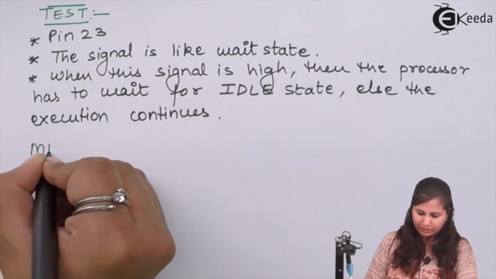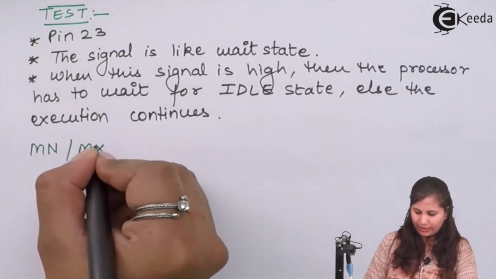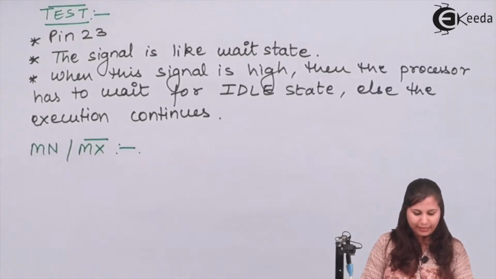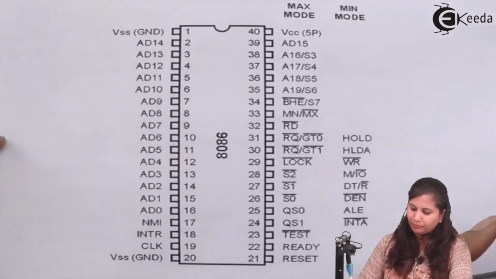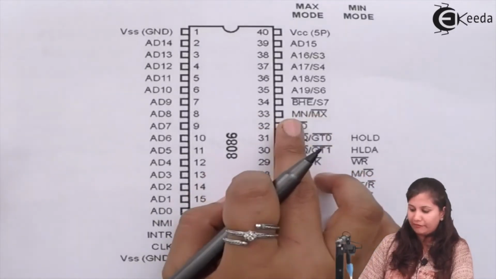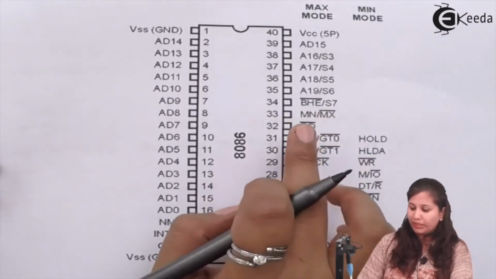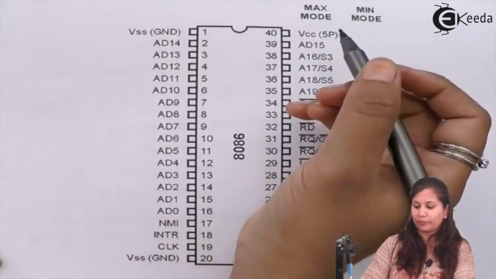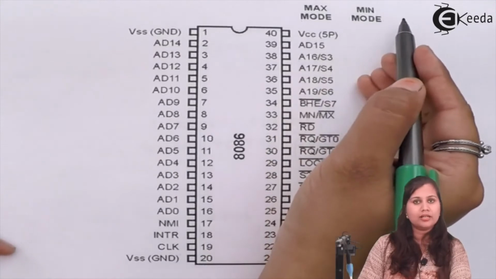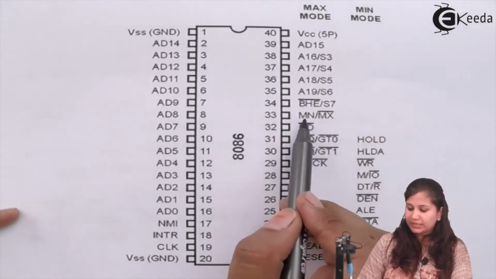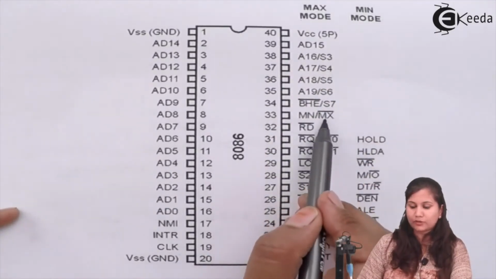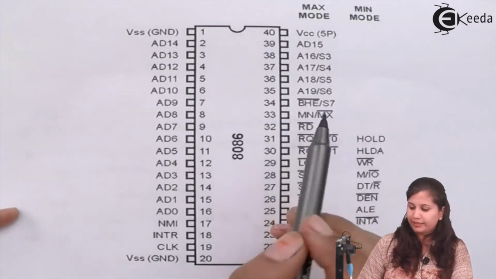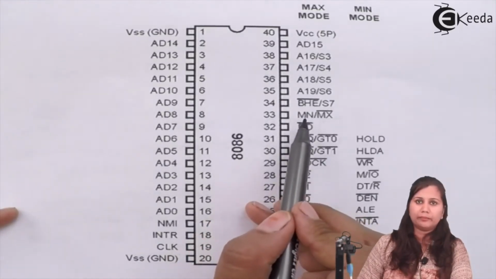Then we have MN/MX bar. This signal is available at pin number 33. You can see here we have MN and MX bar. This signal decides whether the 8086 is operating in the maximum mode or in the minimum mode. When the signal is low, it means that it is operating in the maximum mode, and when the signal is high, then the 8086 is operating in the minimum mode.